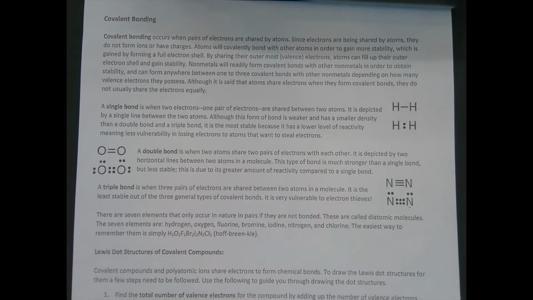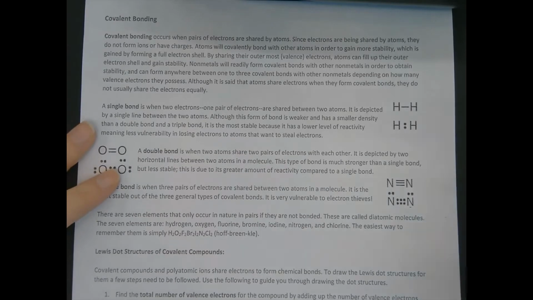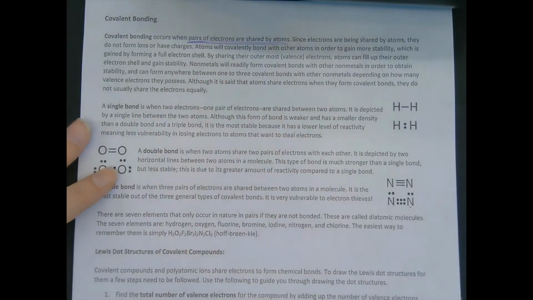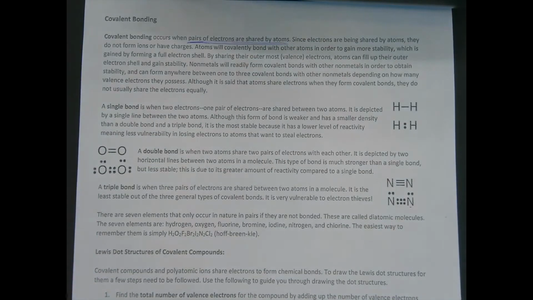Covalent bonding occurs when pairs of electrons are shared by atoms. So pairs of electrons are shared by atoms. That's big. That's different. In ionic bonding, we had swapped electrons, had a charge, and then they were ionically attracted to each other. Here, instead of a metal and a nonmetal swapping electrons, we have two nonmetals that are sharing electrons in pairs, okay? Since electrons are being shared by atoms, they do not form ions or have charges. There's no pluses and minuses here.